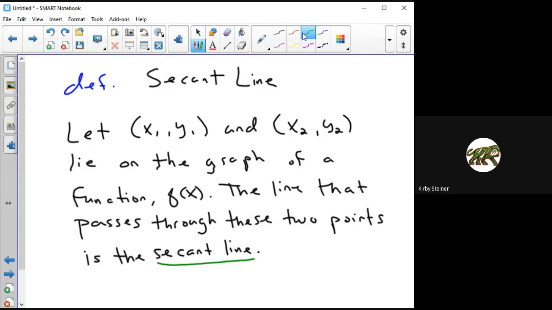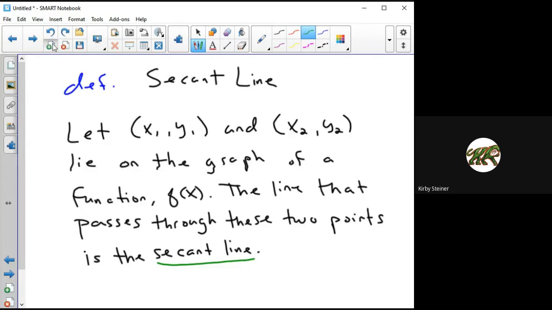So let's say we take any graph of a function f of x and we plot it, and we let (x1, y1) and (x2, y2) be 2 points on that graph. We connect those 2 points with a line, and that line is called the secant line. And so let's see an example of what a secant line looks like. So this is our definition of it.